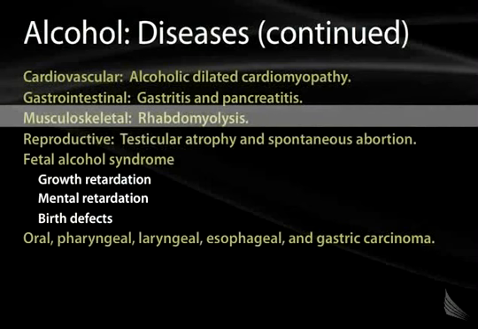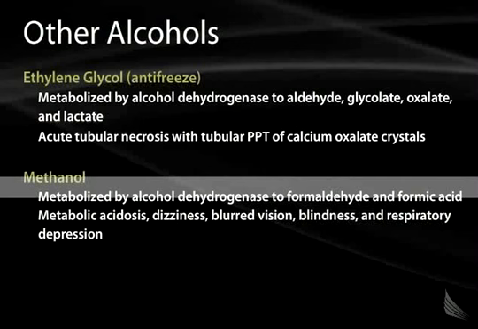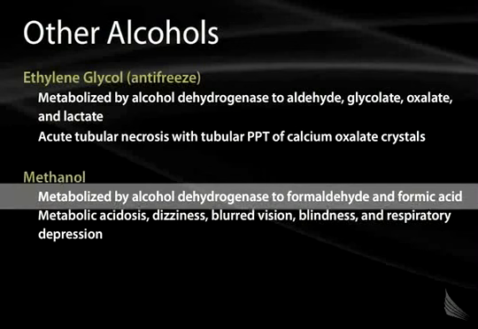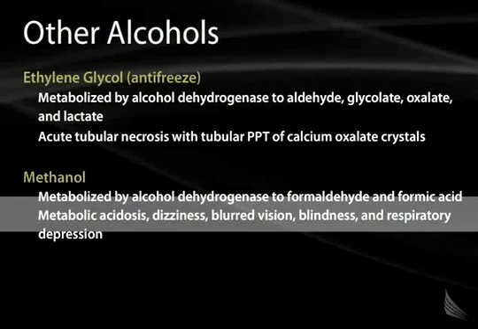Methanol is often a byproduct from distillers who try to make alcohol on their own. It was commonly found in moonshine. It is metabolized by alcohol dehydrogenase to formaldehyde and formic acid. It creates a metabolic acidosis, dizziness, with some of the horrific complications being blindness and respiratory depression.